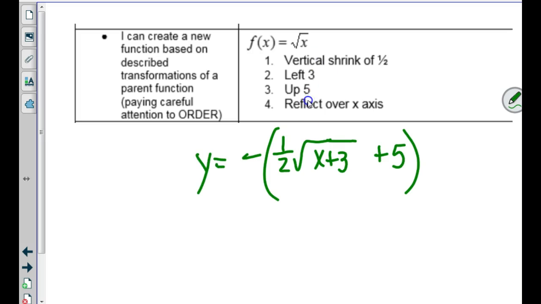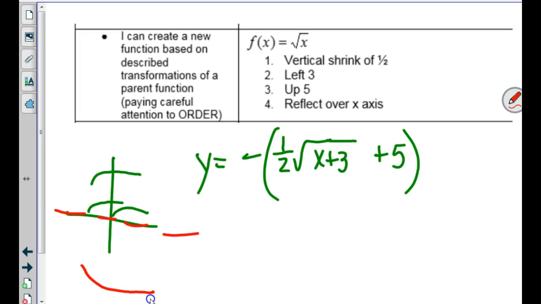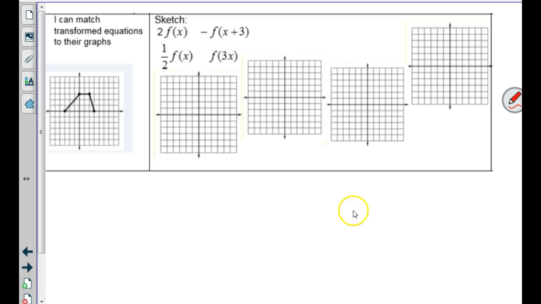Okay, the only way to make it, because think about that, guys. If you took the square root, you shrunk it down, there's the first one, okay? Then you shifted it left 3. Then you made it up 5. Now, if you're going to reflect it over the x-axis, it's got to go all the way down here, right? So the reflection came after the shift. I don't think I put that many steps on the quiz. If you need me to make up another one of those, I can in a minute.